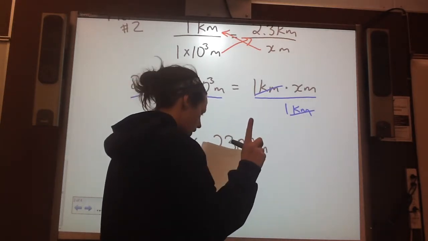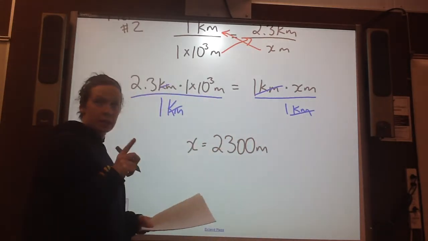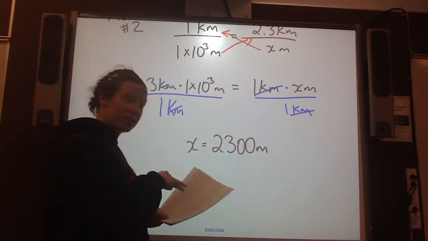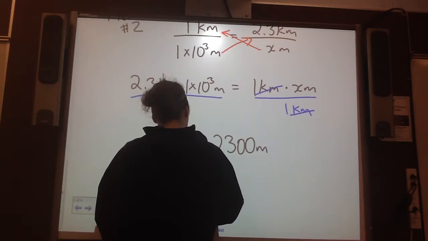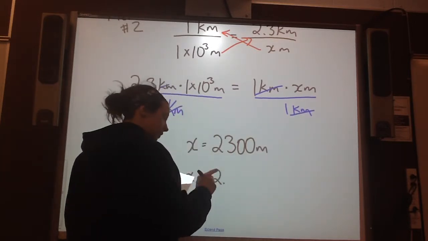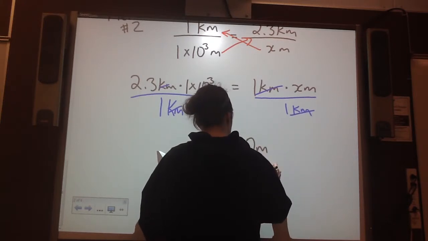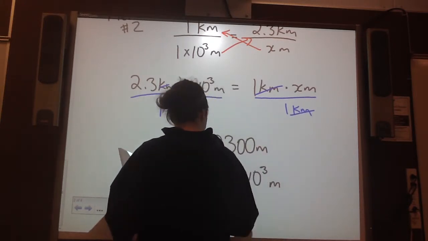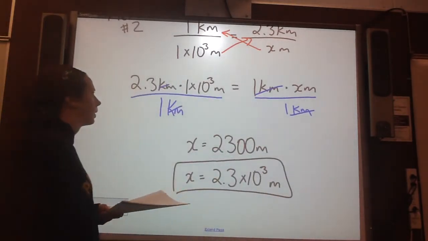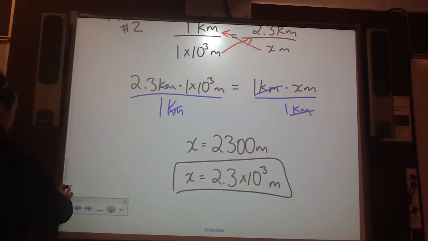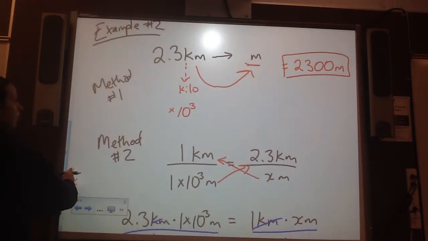Oh, hold on a second. I need to put this into SIGDIGs. I have 2 SIGDIGs, so this means I need to put this into scientific notation. So the actual correct final answer is 2.3 times 10 to the 3 meters. That is my final answer. Sorry, I forgot about that when we were doing method 1. But yes, you must put into SIGDIGs.